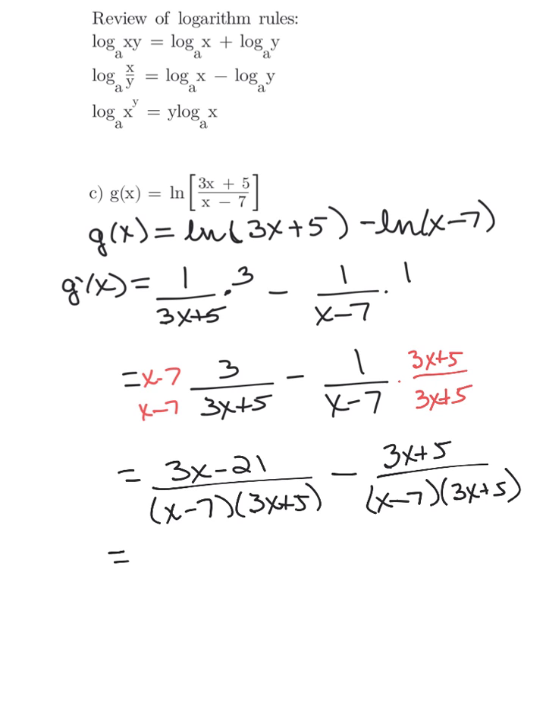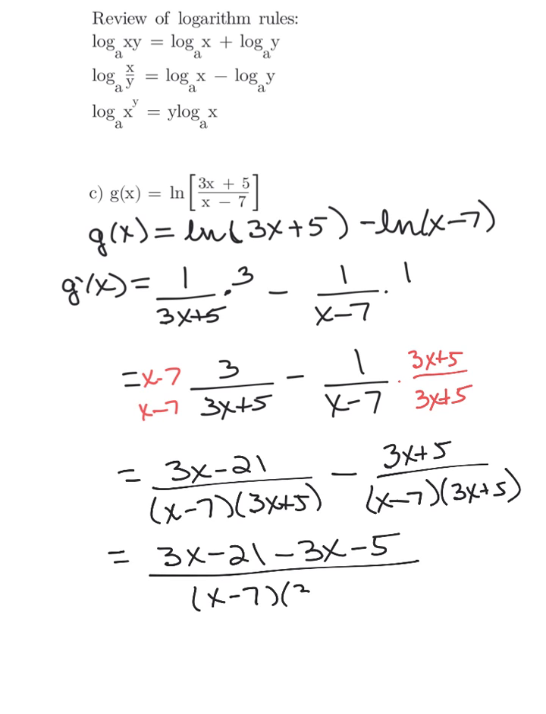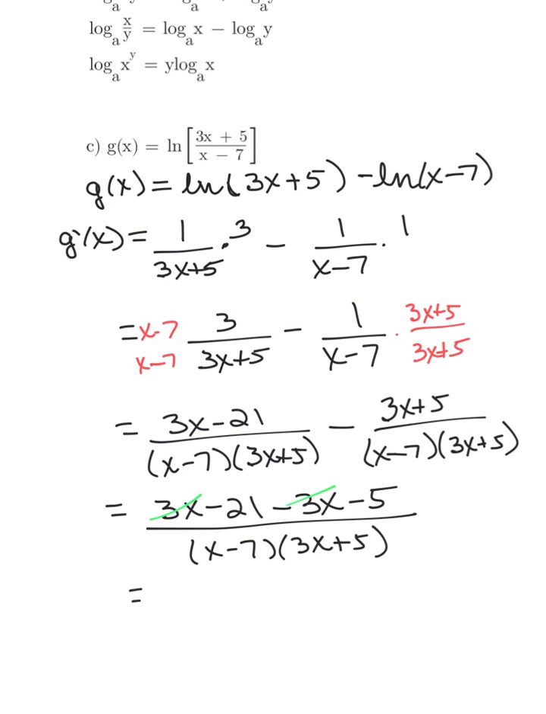Now that I have a common denominator, I can subtract my numerators and leave the denominator the same. It will become 3x minus 21 minus 3x minus 5. Be careful that you distribute that negative over x minus 7 times 3x plus 5. Notice that 3x minus 3x is 0. So our final answer then is negative 26 over x minus 7 times 3x plus 5.